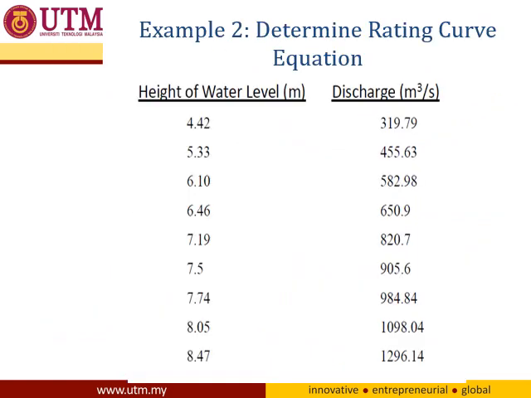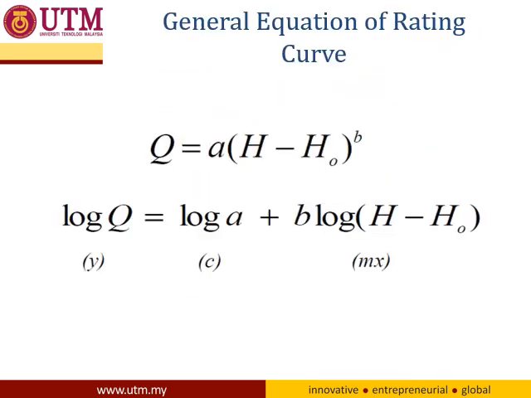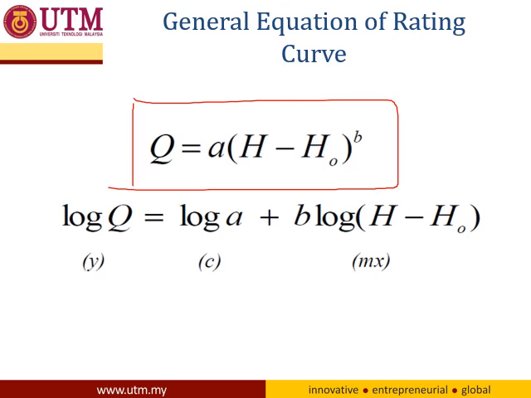So this is another example. You have the water level, height, and you have the discharge. You notice when the height of water level is 4.42, your discharge is 3.19.79. When it is 5.33, this is your discharge. These are all observation data. What you want to do is find this relationship. Because you want to find the curve of Q and H, you want to find this from 0, when the Q is 0.